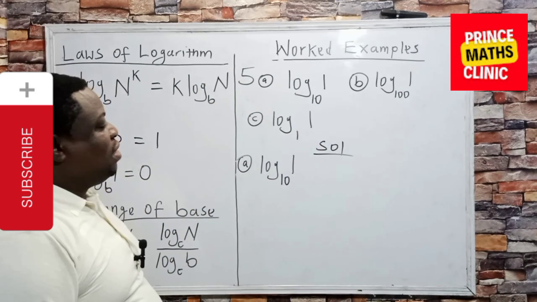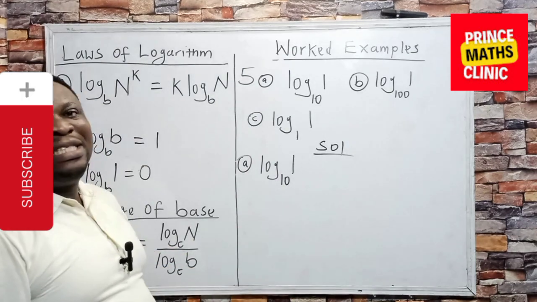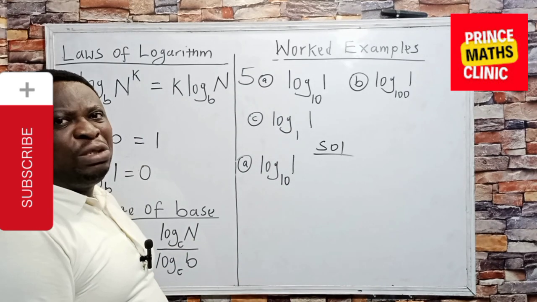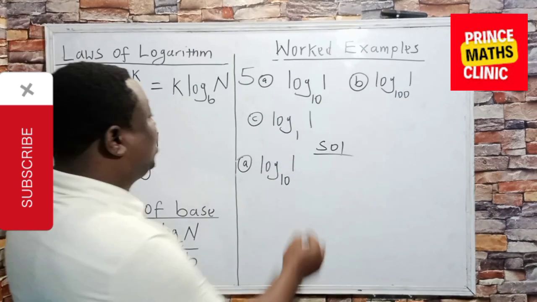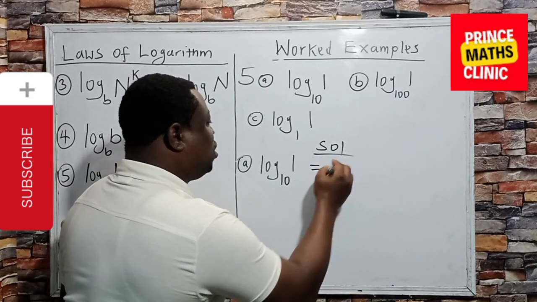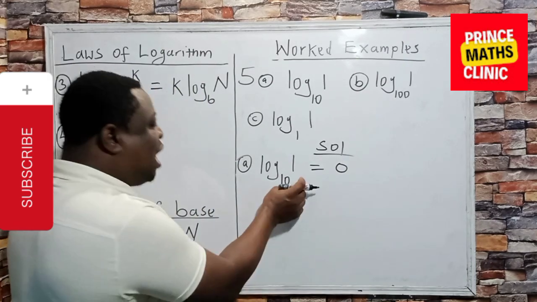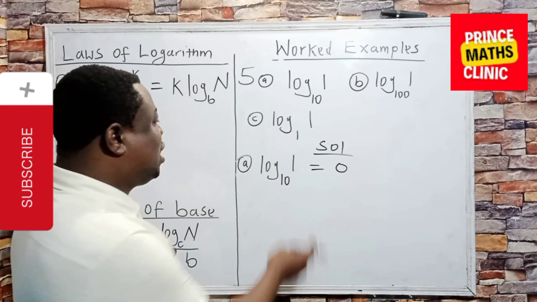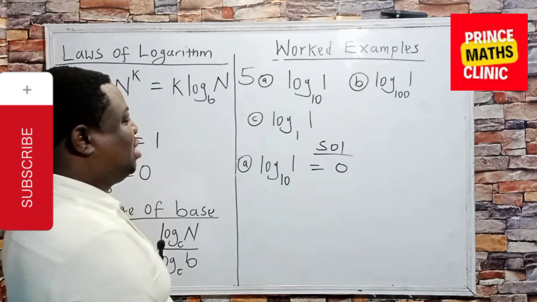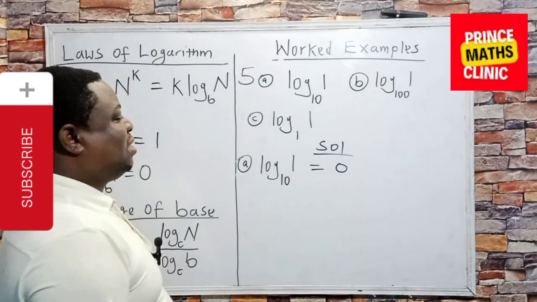Now look at it. You have log 1 base 10. You don't need to stress yourself. As long as the log is 1, just say it is equal to what? 0. Because if you do 10 to the power of 0, any number to the power of 0 still gives you what? 1. It's as simple as that.